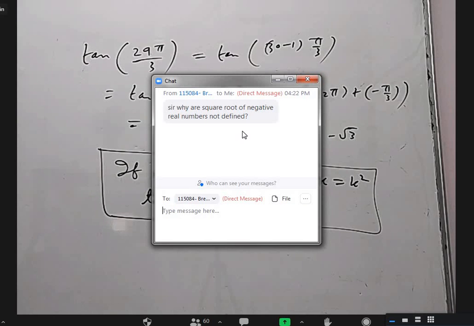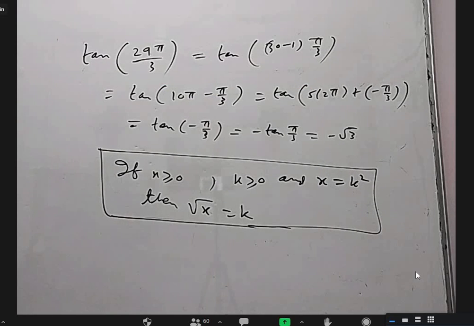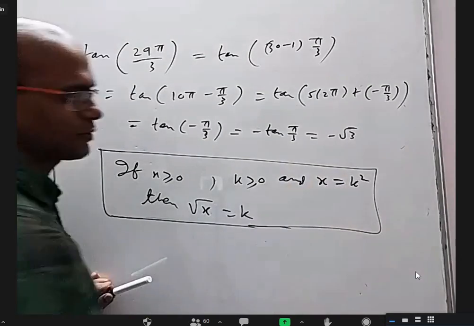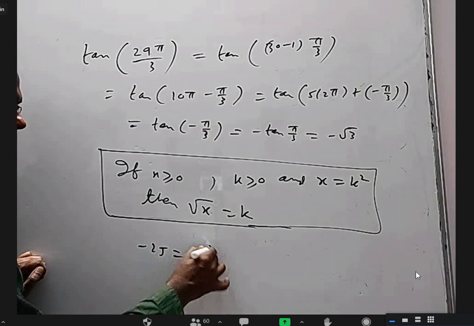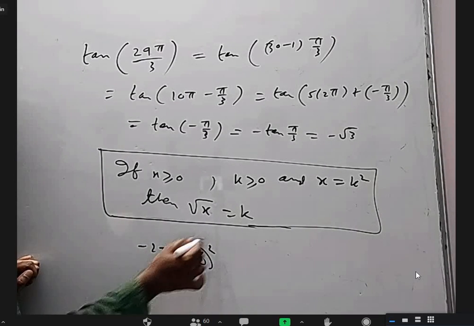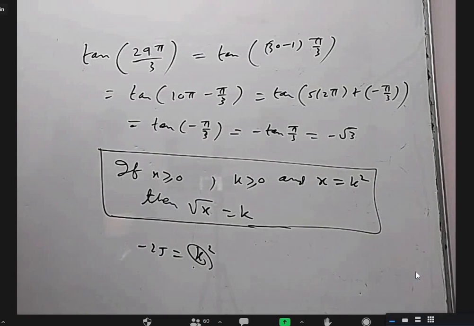Somebody is asking why the square root of negative real numbers is not defined. That is because there is no number whose square is a negative real number. That is, if you want the square root of minus 25, then tell me what is that k whose k square is minus 25. Do you know any real number whose square is minus 25? That does not exist. Is it clear? Yes, sir.